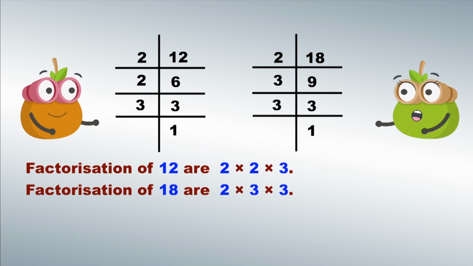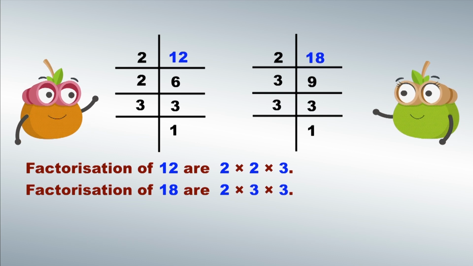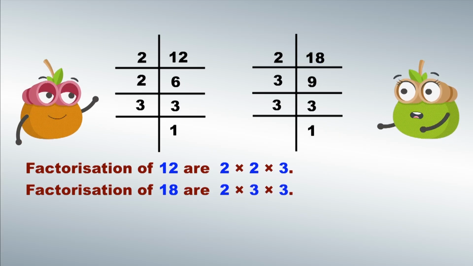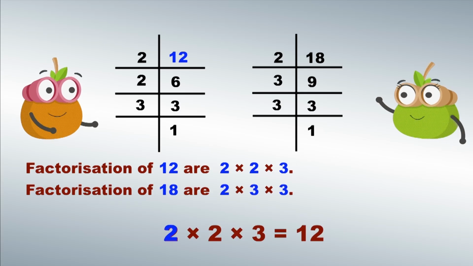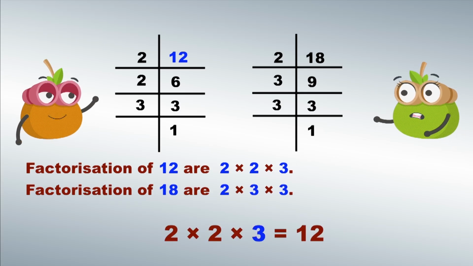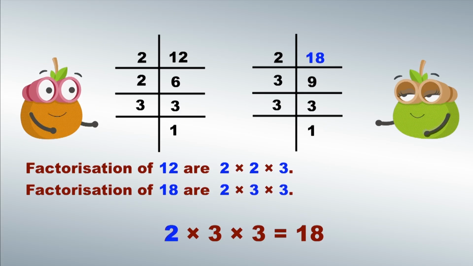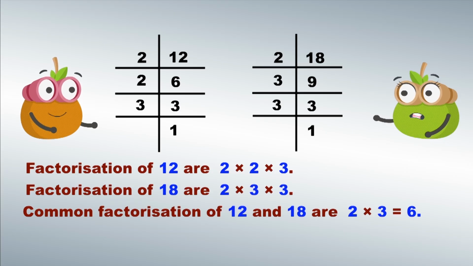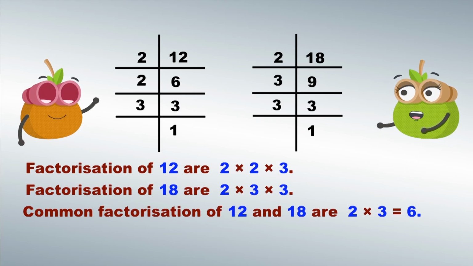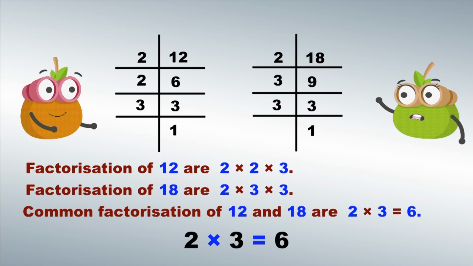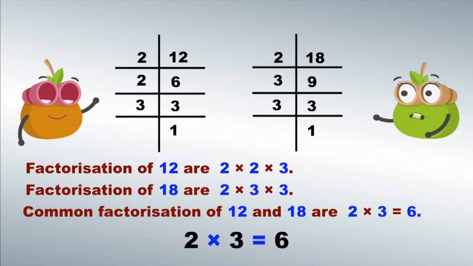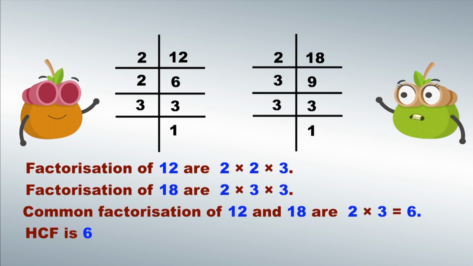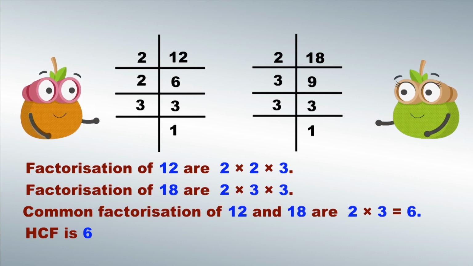Now let's find the common factor of 12 and 18. These are the prime factors they share. The prime factorization of 12 is 2 multiply 2 multiply 3, and for 18 we have 2 multiply 3 multiply 3. The common factors of 12 and 18 are 2 and 3. When we multiply 2 and 3, we get 6. Therefore, the highest common factor HCF of 12 and 18 is 6.